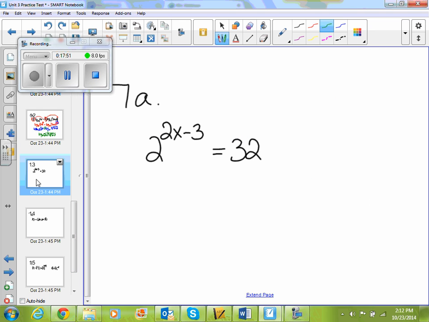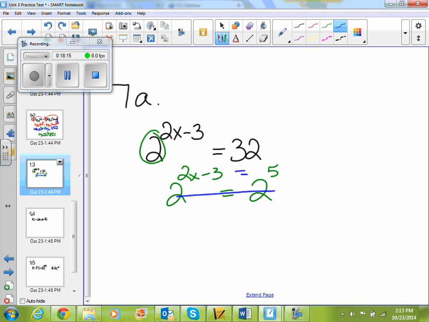All right, if I look at number 7, I have 2 to the 2x minus 3 equals 32, and I'm going to solve that. So I'm going to try to get my bases to be the same. I'm going to leave the 2 to the 2x minus 3 the same, and I know that 32 is the same thing as 2 to what power? 5th. Okay. So when my bases are the same, I can set my exponents equal to each other. So 2x minus 3 is equal to 5.